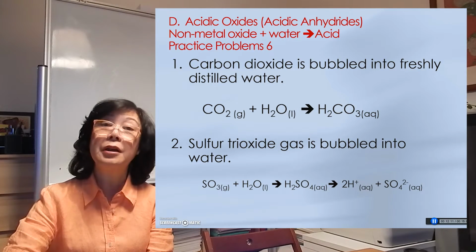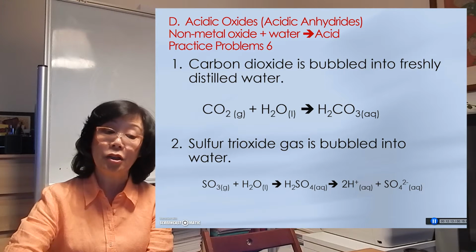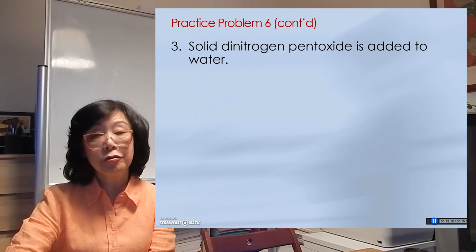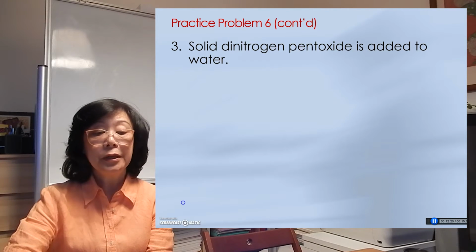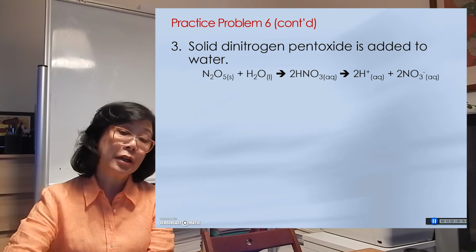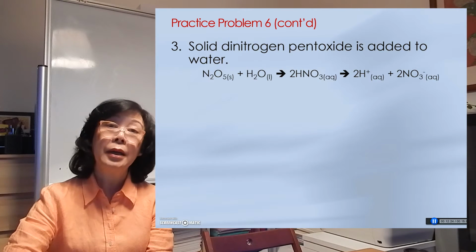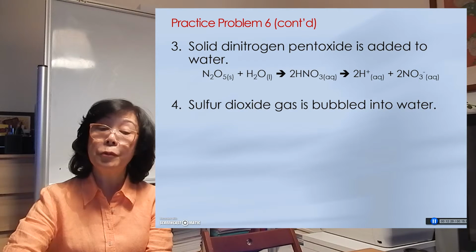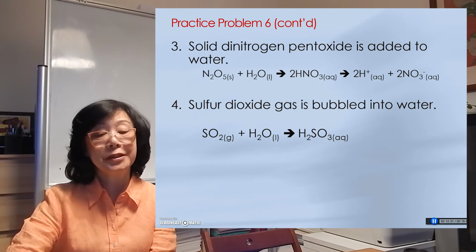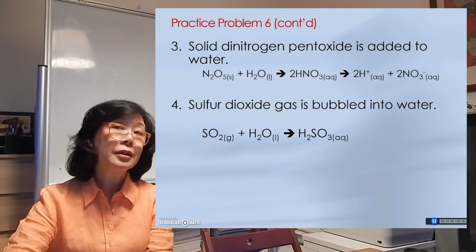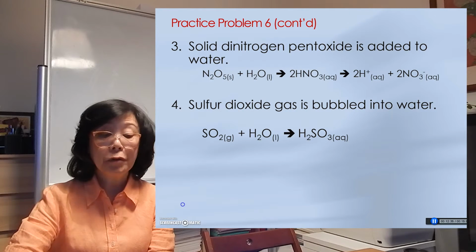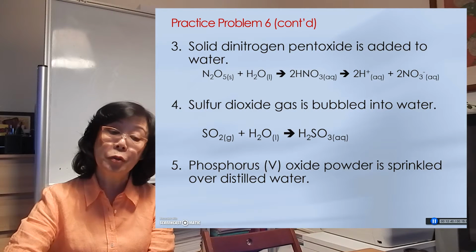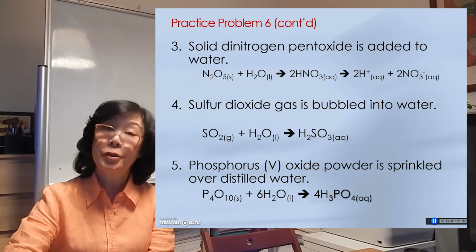into hydrogen ion and sulfate ion because it's a strong electrolyte. Or we put solid dinitrogen pentoxide into water, it forms nitric acid, a strong electrolyte, which ionizes into hydrogen ions and nitrate ions. Or we bubble sulfur dioxide gas into water, and now it forms sulfurous acid, which is a weak acid, not totally ionized. Or we put phosphorus pentoxide powder, sprinkle it over distilled water, and we get phosphoric acid.